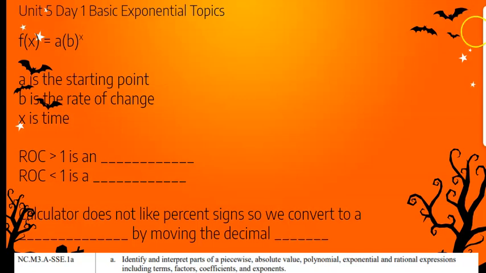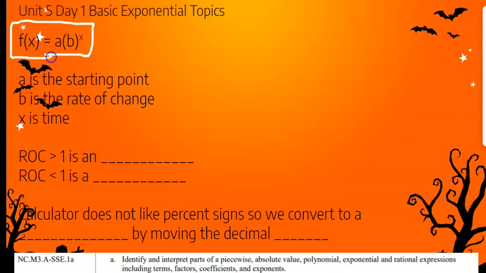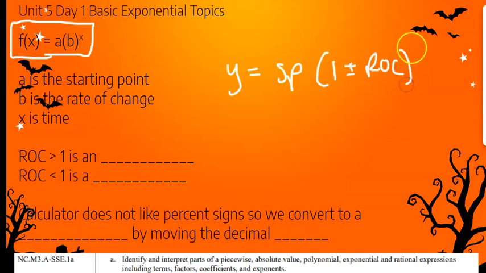Again, one of the good parts of this unit is that pretty much all of it revolves around a times b to the x power, which I normally don't write like that, the math way. I write it over and over, as you'll see on the next slide: starting point, I'm going to abbreviate here, rate of change, which is generally 1 plus or minus the rate of change, and the exponent is time. Most of the questions revolve around that.